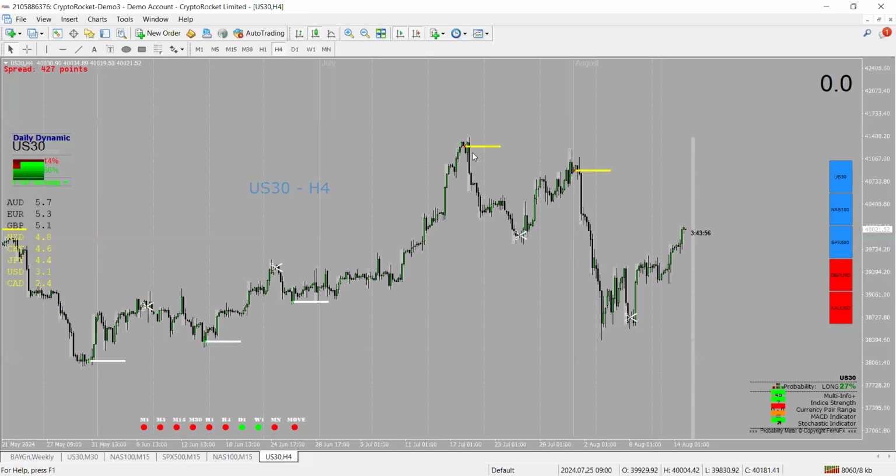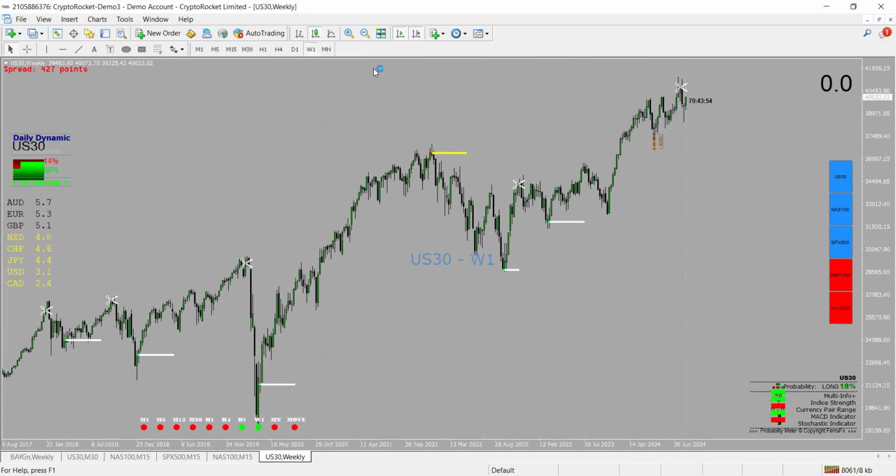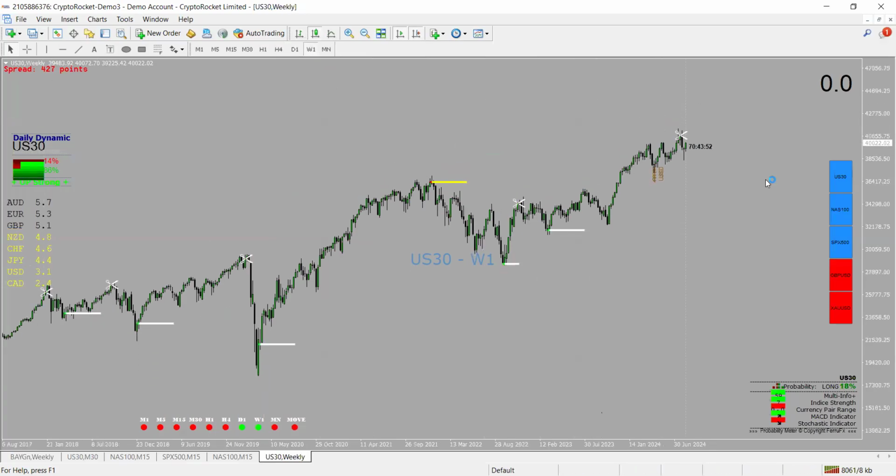All right, so let's look at US 30. Let's go to the weekly time frame. Now if you look on the weekly time frame, you can see that the market is bullish. The market is making higher highs, higher lows, higher highs, higher lows, and higher highs. On the higher time frame, you want to see each peak.